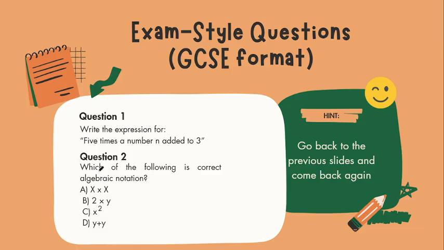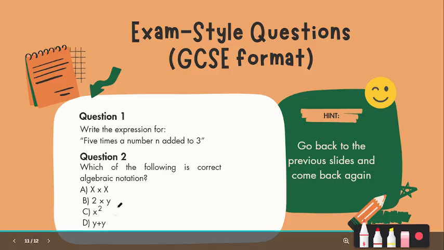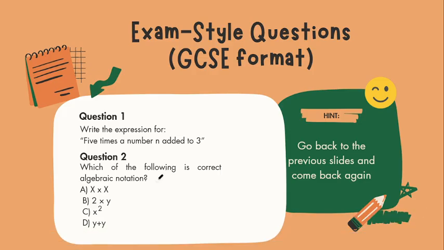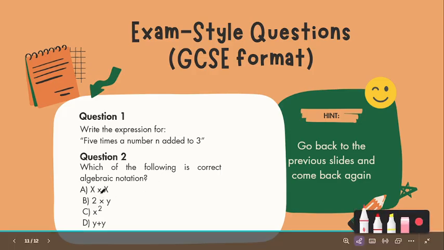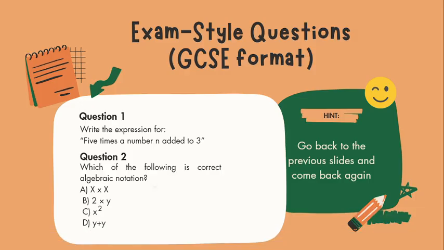Question 2 is going to be an MCQ question. Which of the following is correct algebraic notation? By looking at these answers, here it's x times x, here it's 2 times y, here it's x squared, and the last one is going to be y plus y. So you just take an idea and see which one is the correct answer. I will give the answers for these two questions also in the comment section, right?